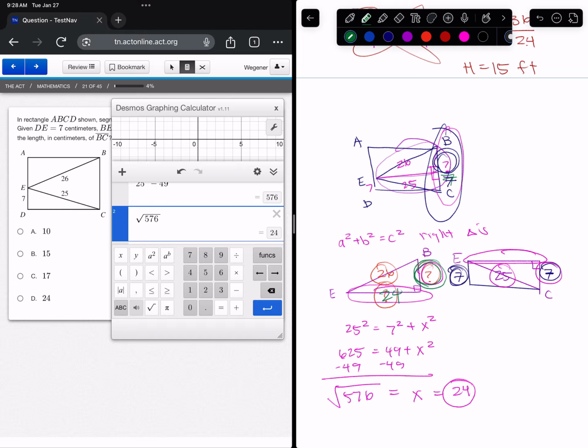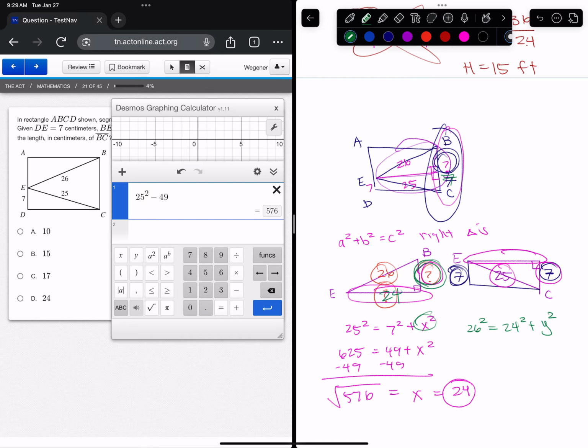So 26 squared is equal to, I chose 26 because it's my longest length, so it has to be my c value for c squared. 26 squared is equal to 24 squared plus, let's do y squared, so I don't confuse it with x, okay? So use a calculator on Desmos. So 26 squared is 676, and then we got 24.